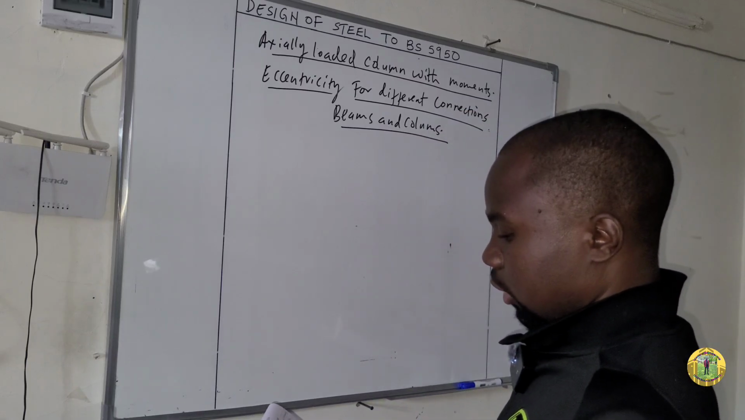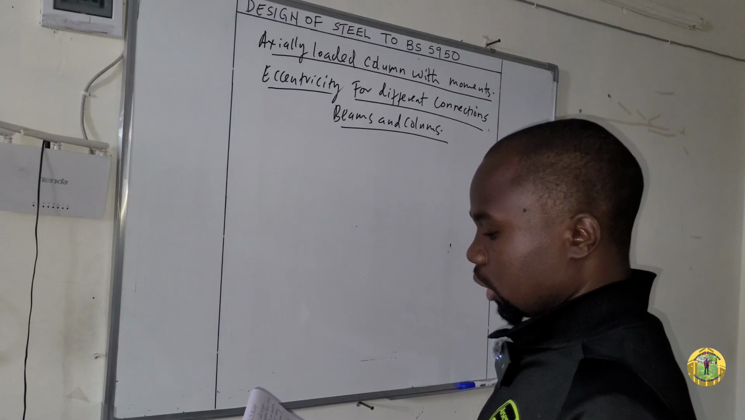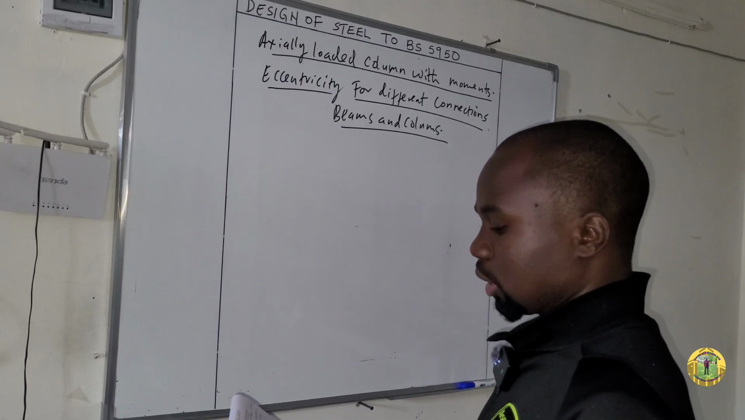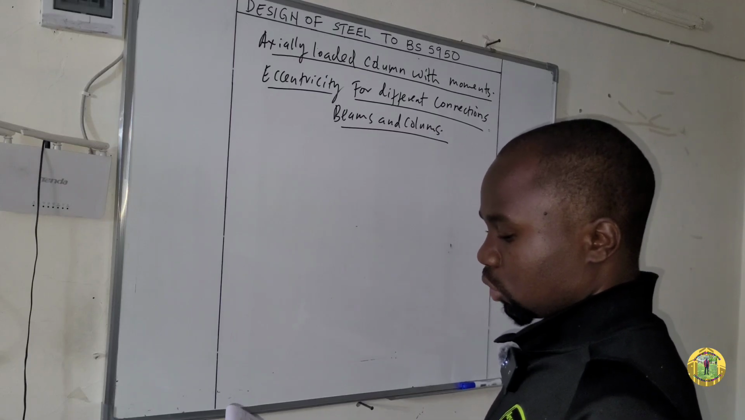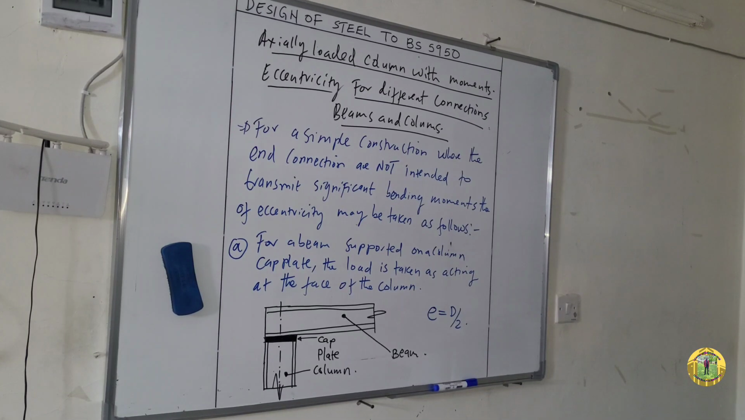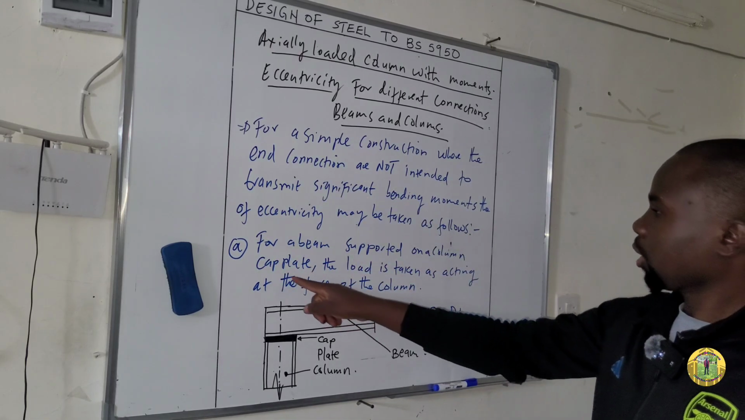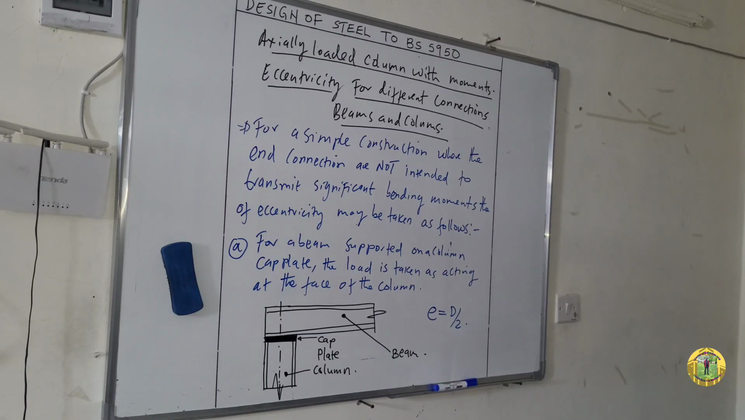So the first case is for a simple construction where the end connections are not intended to transmit significant bending moments, and the degree of eccentricity may be taken as follows. So this is the first case, for a beam supported on a column cup plate. The load is taken as acting at the face of the column.